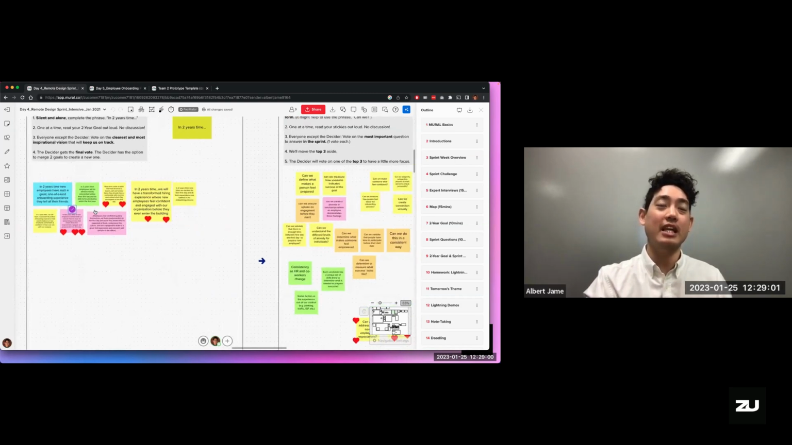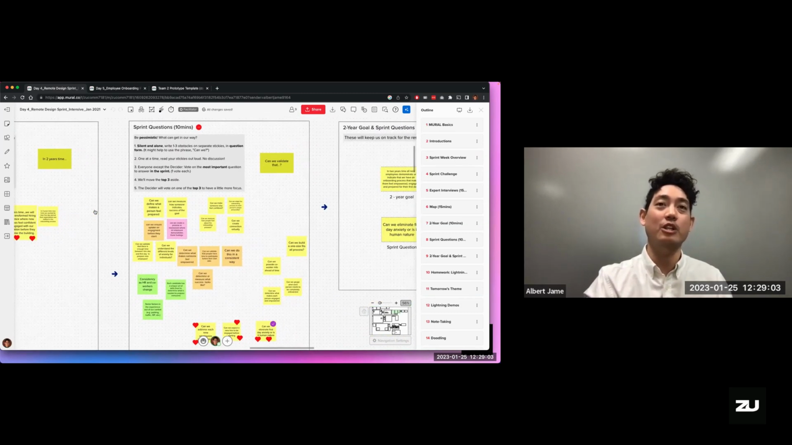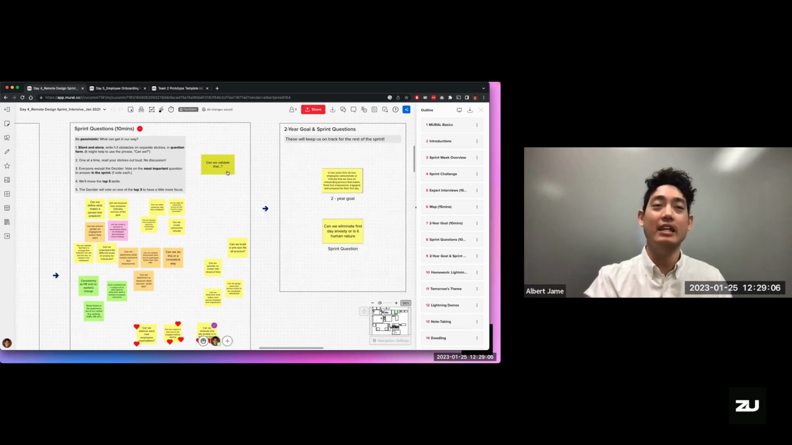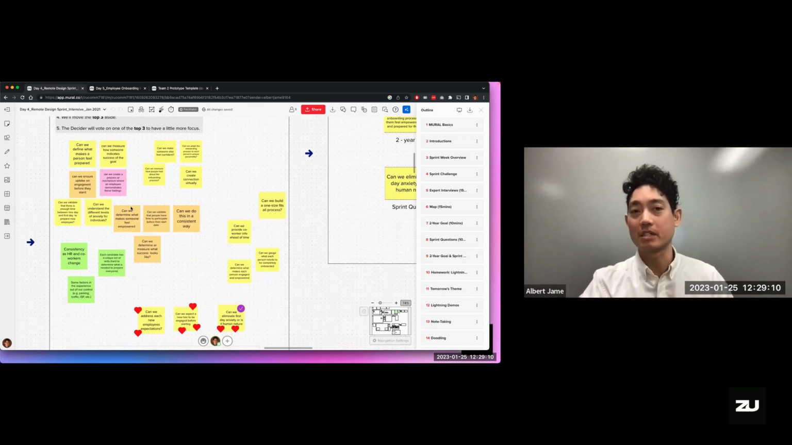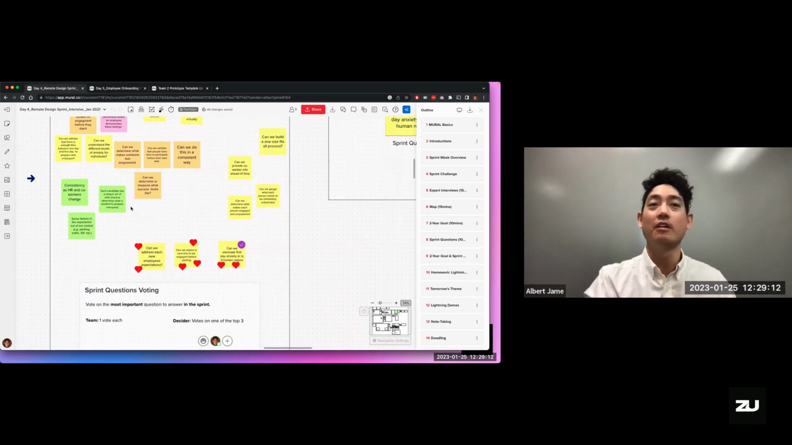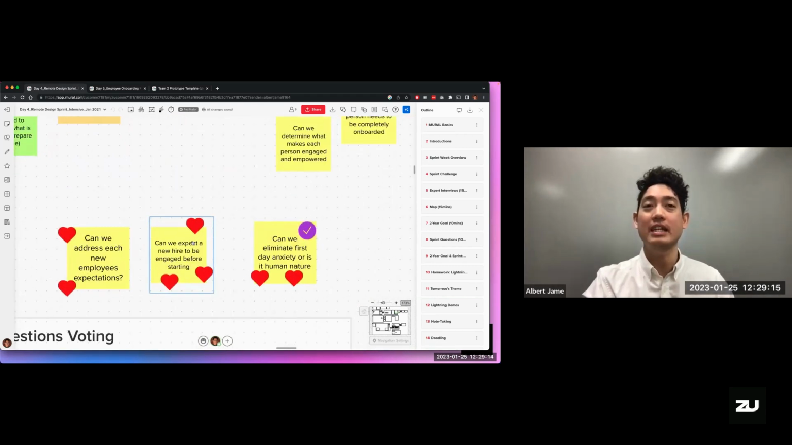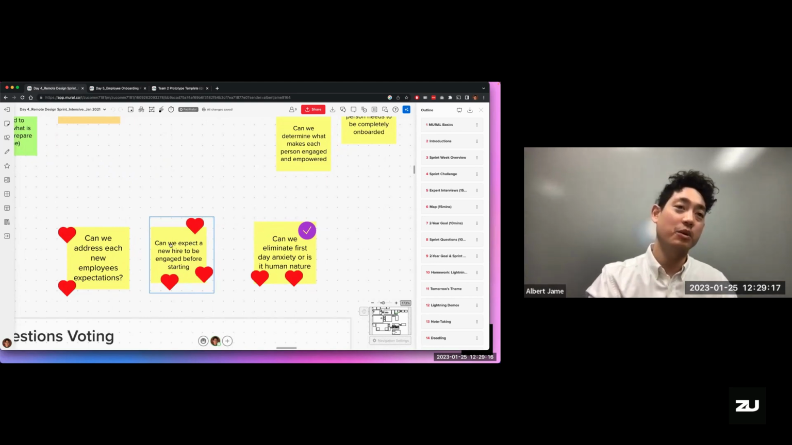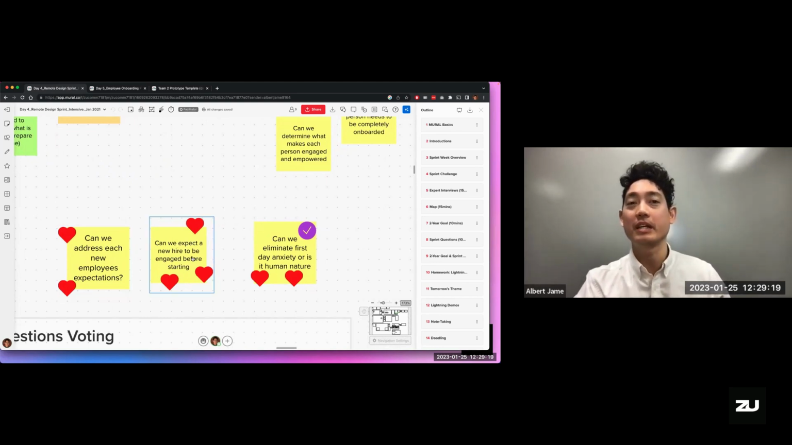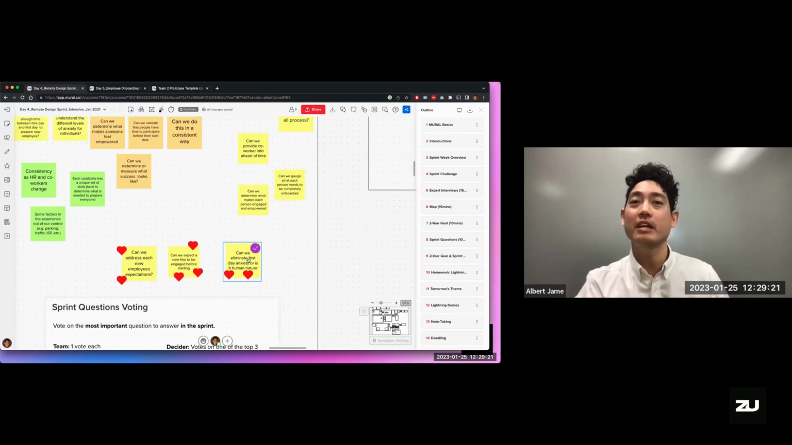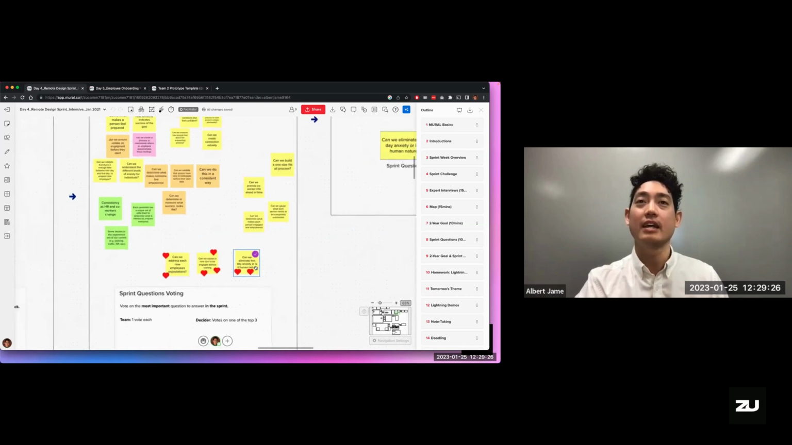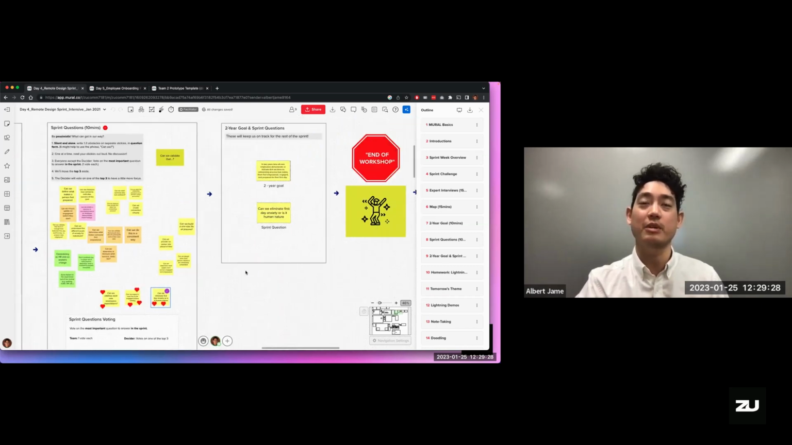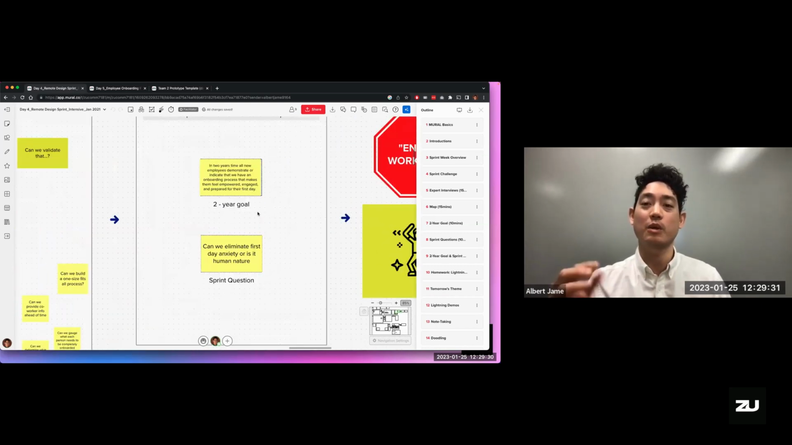Then we do pretty much the same exercise here, but we call this the sprint questions. It's basically: can we get over some negative thing or obstacle in our way? We get everybody to vote on everybody's can-we statements. Can we address each new employee's expectations? Can we expect a new hire to be engaged before starting? Can we eliminate first day anxiety, or is it just human nature? We decided on that, and we use it as a springboard that reminds us always what we're after and the obstacle that's in our way.